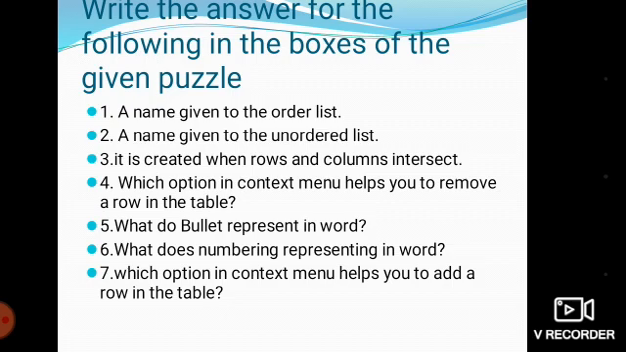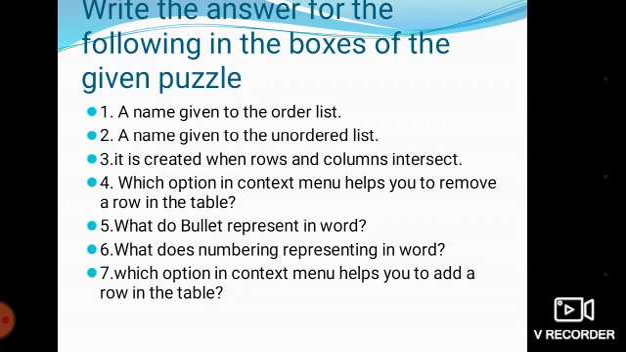The answer is number. Second question is, the name given to the unordered list. The answer is bullet.